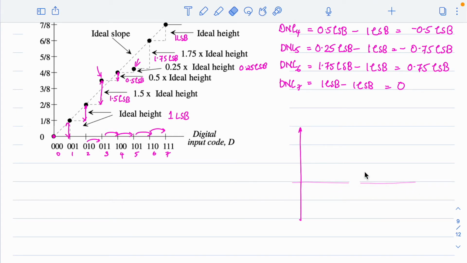by the way, any doubt in the DNL calculation? Can I get some response in the chat? In terms of LSBs we can write, and this is digital input word.